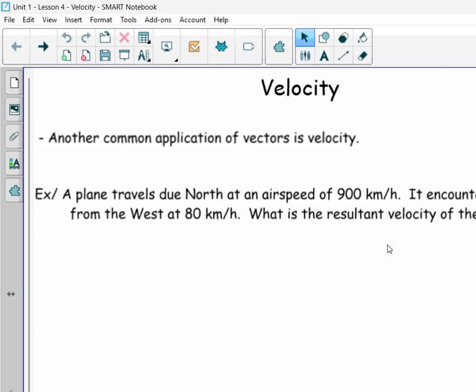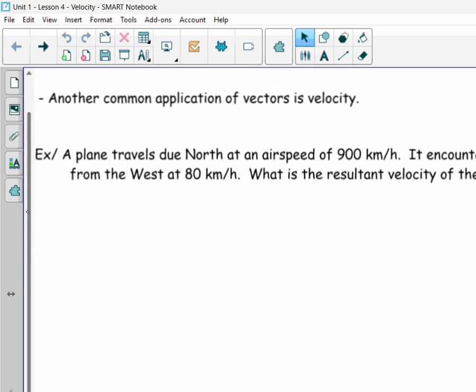In this lesson, we're going to look at another application of vectors. So we talked about forces in our previous lesson, talked about resultant and equilibriant. Similar ideas can be applied to velocity. Right? Velocity is a vector because it's got a magnitude, a speed, and a direction. Okay, so we'll start with a simple one here. We've got a plane traveling due north at an airspeed of 900 kilometers an hour.